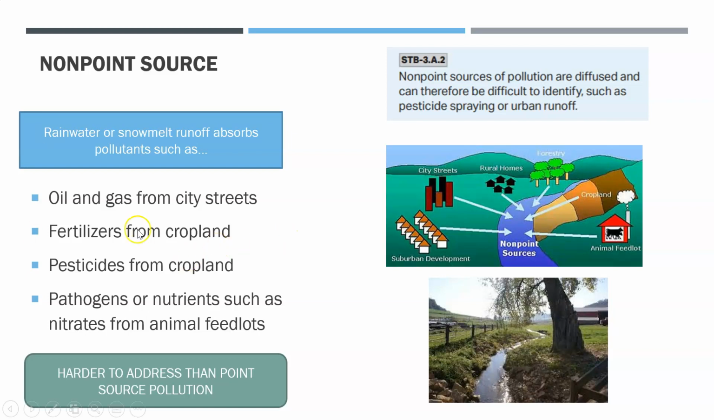So if we have animals on a farm and we get rainwater or snow melt, it can run off and absorb these pollutants and take them with it, and we're going to get high levels of nitrates in this body of water, which could end up very far away from where it originated. So these are harder to address than point source pollution because it's not necessarily one specific event or one specific location. The oil and gas from city streets can come from many places.